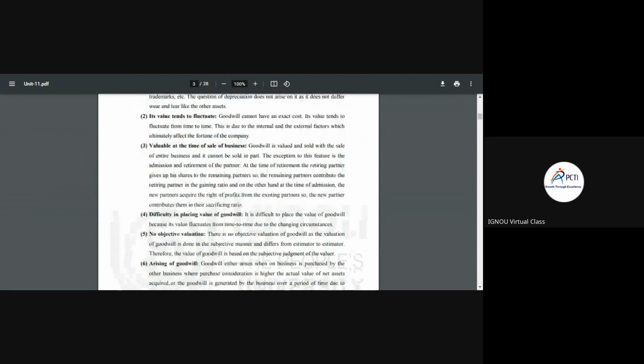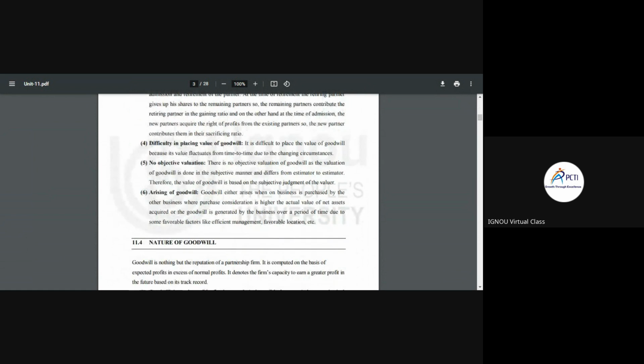Next one is difficulty in placing value of goodwill. It is difficult to place the value of goodwill because its value fluctuates from time to time due to changing circumstances. Next one is no objective valuation. There is no objectivity in the valuation of goodwill, as the valuation is done in a subjective manner and differs from estimator to estimator. The value of goodwill is also based on the subjective judgment of the valuer.